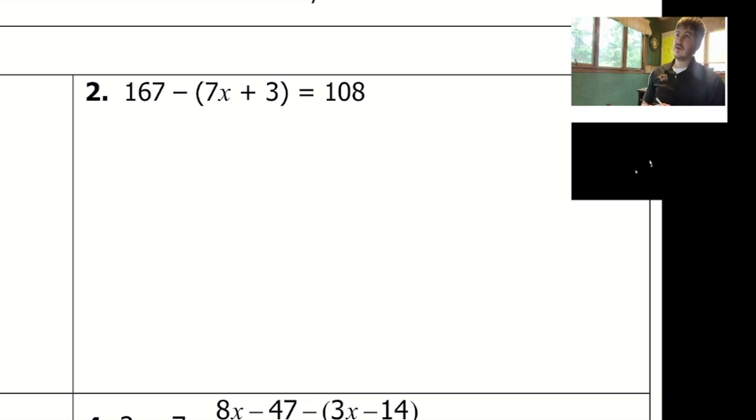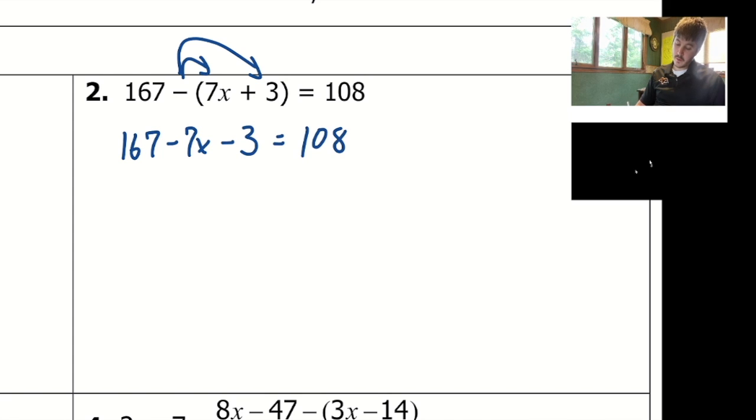Now with this one, the only thing that's slightly more challenging that some students might forget is you have a negative in front of parentheses with no number here, but we are to assume that there is a 1 in front of there, so you do need to distribute a negative 1 across both, because a lot of students will just drop the parentheses thinking, oh, those parentheses aren't important. But when there's a negative in front of parentheses, it is very important. You are distributing a negative. So that 7 is going to continue to stay negative, but that positive 3 is also going to become a negative. So it's 167 minus 7x minus 3 equals 108.